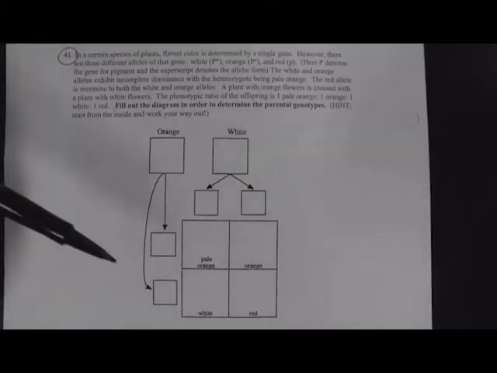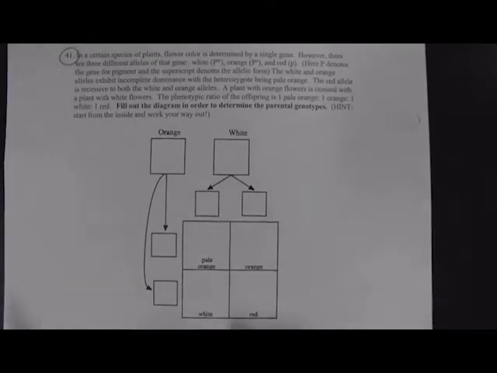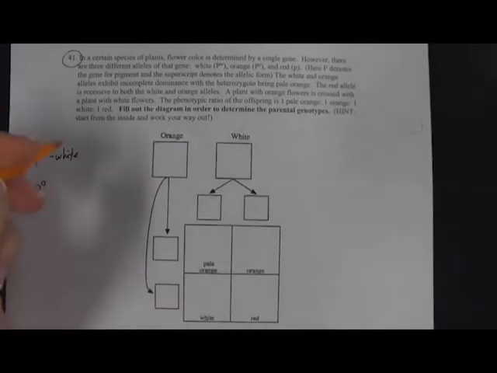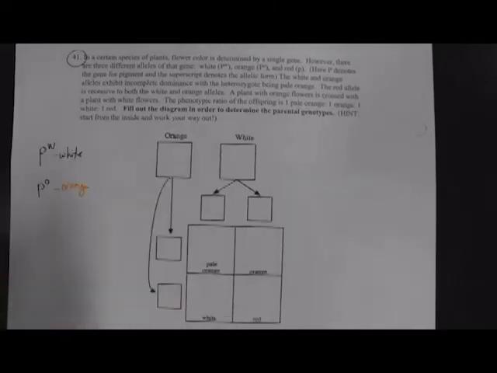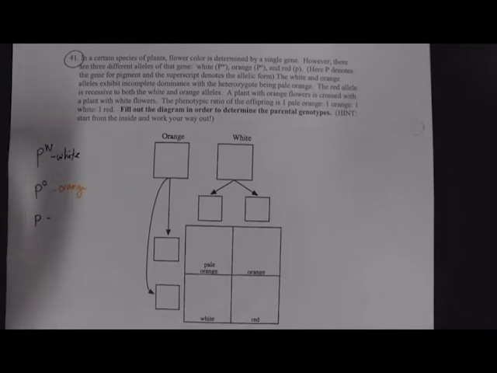So this one you're going to fill out backwards to figure out the parental genotypes. I recommend working with what you know. So I like to write out whatever my alleles are going to be, and then that helps me denote stuff. So big P with a W is white. We know that big P with an O is going to be orange. And we know that little p is going to be red.